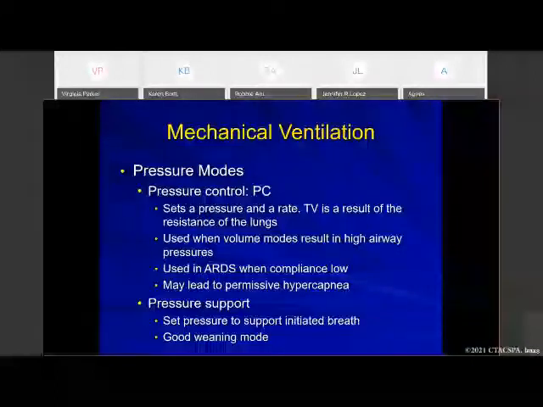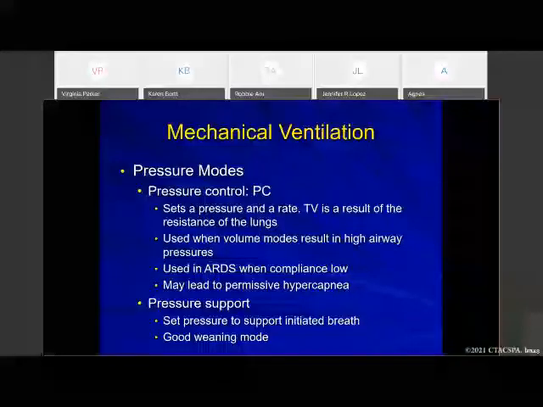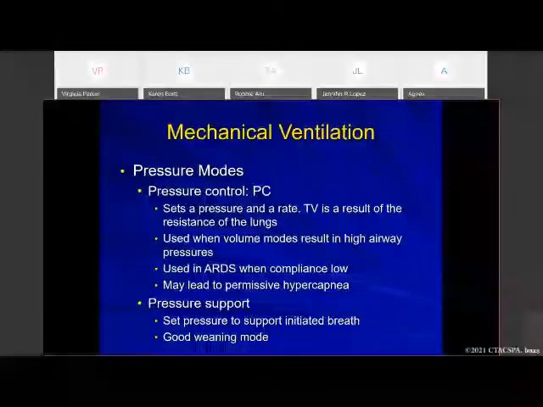Pressure control is something that we'll use if a patient has very high peak pressures and you're worried about the effects of the peak pressures on their airways and their lungs. Remember, we try and decrease the amount of damage we give by pressure. Or if you're worried about barotrauma or something like that, you can put them on pressure control.